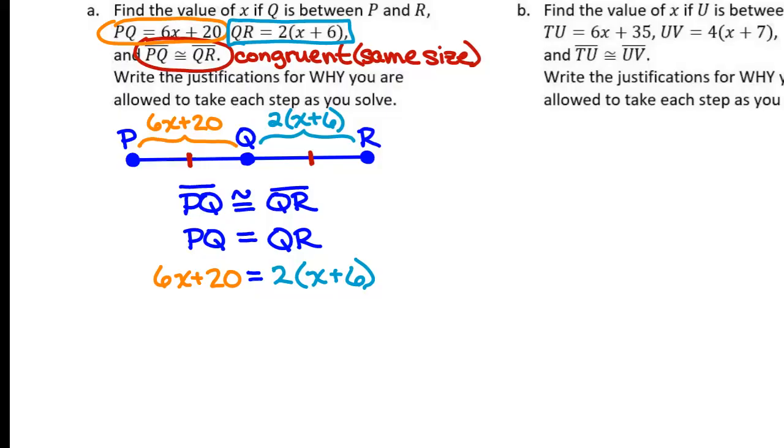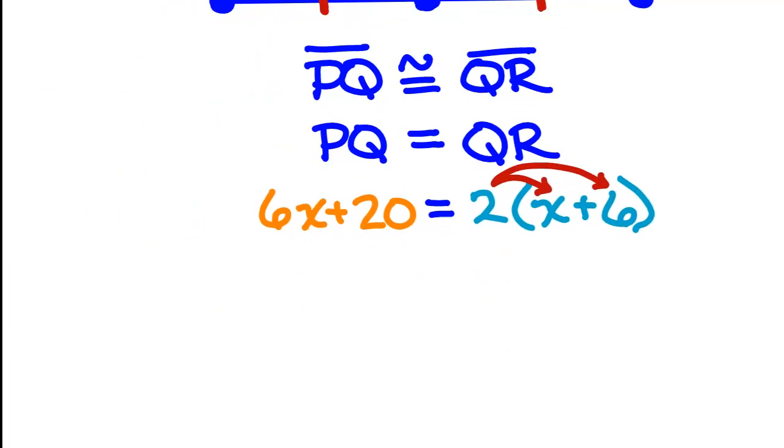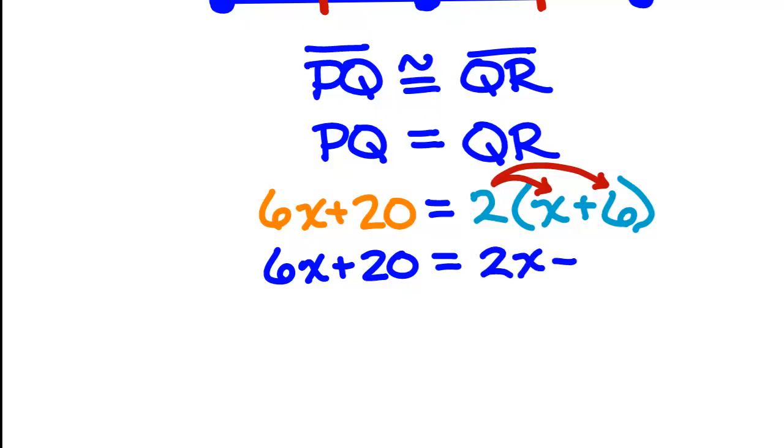When I look over at the left side of the equation, that just looks really normal, right? Are there any like terms to combine if I'm just looking at the orange part? No. Over on the other side, the light blue part, I see parentheses. I want to get rid of those parentheses. What operation will let me get rid of those parentheses? Multiplication, distribution, absolutely. So we're going to distribute that 2 inside the parentheses. I'm going to bring down my 6x plus 20 equals 2 times x gives me 2x plus, what is 2 times 6? 12. And now we have a two-step equation.